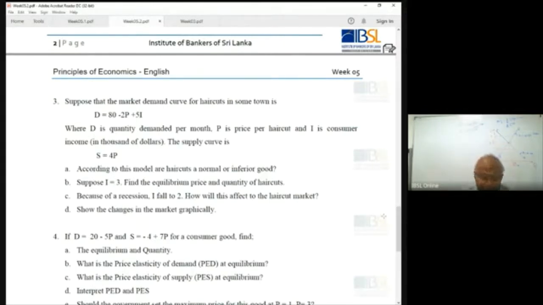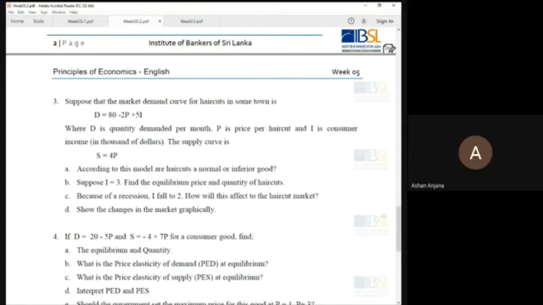Let me ask: what is a normal good? What is the special characteristic of a normal good? Normal and inferior goods are defined in relation to income, not in relation to price. What is a normal good?